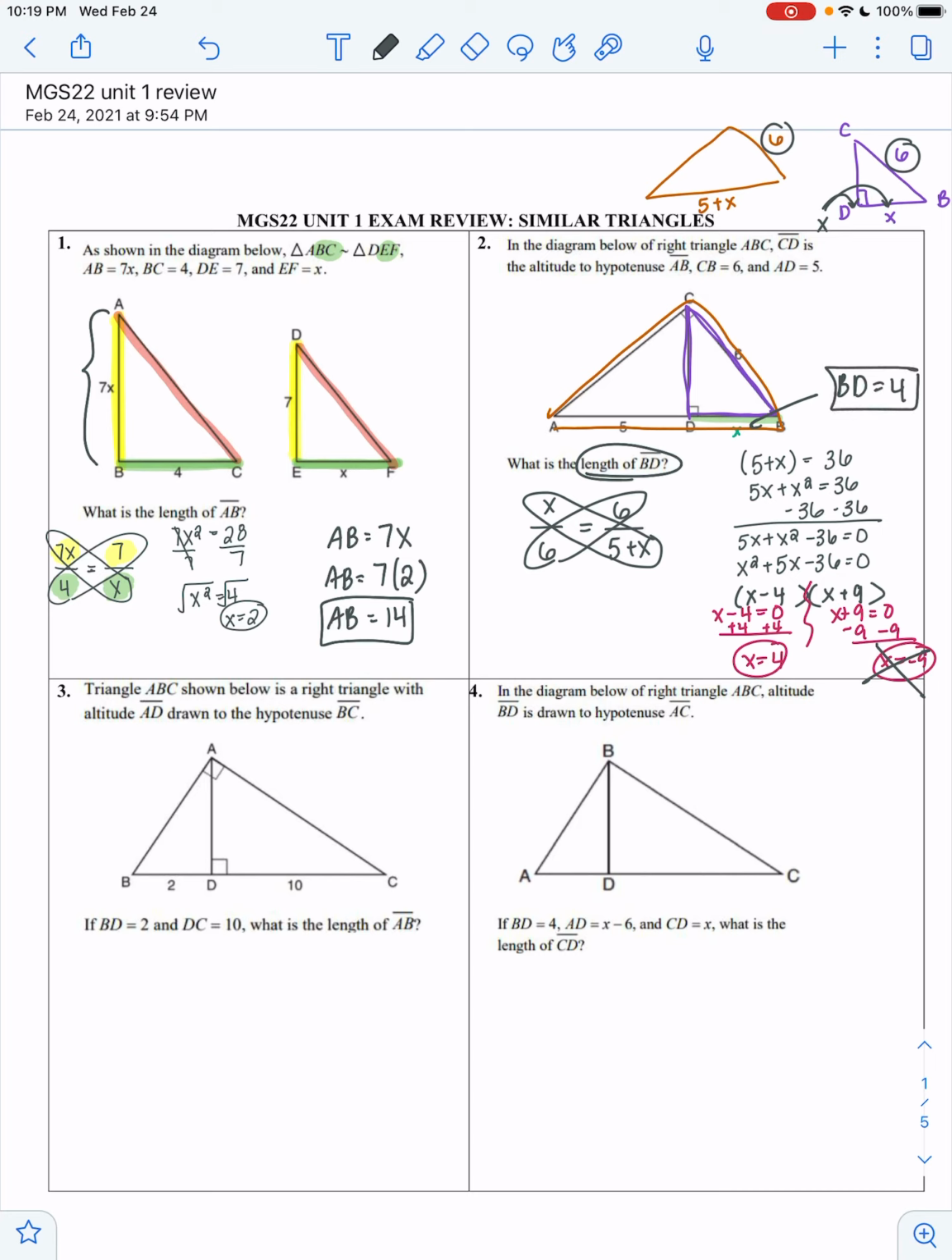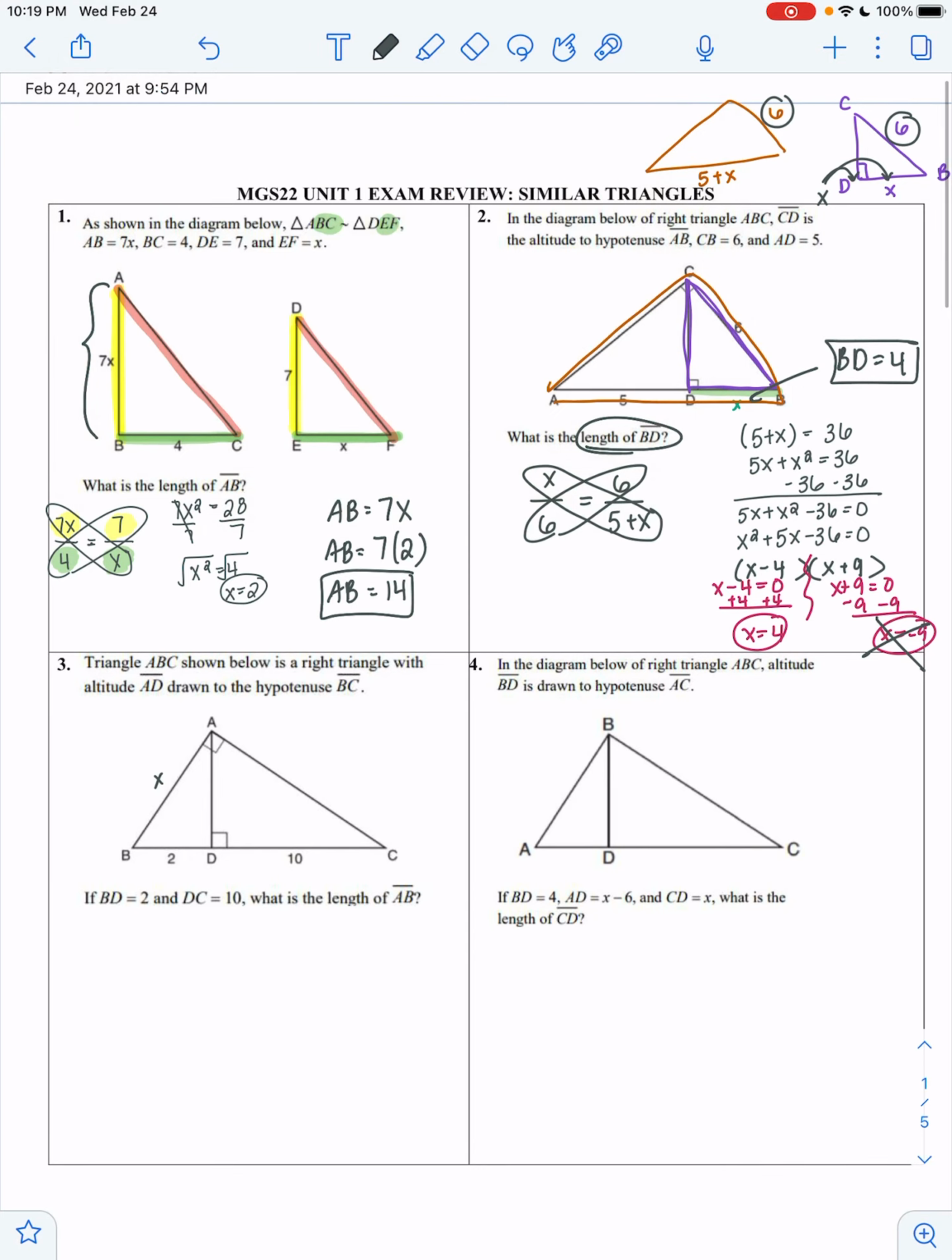Okay, number 3. Triangle ABC shown below is a right triangle with altitude AD drawn to the hypotenuse BC. If BD is equal to 2, and DC is equal to 10, what is the length of AB? So this is what we're looking for. Again, let's identify the triangles we're going to work with.